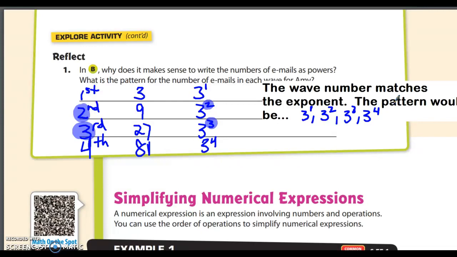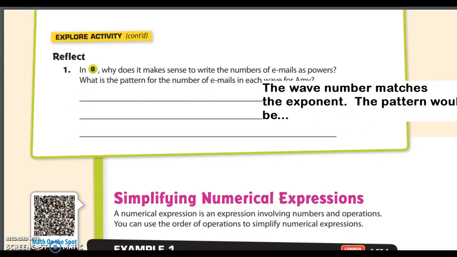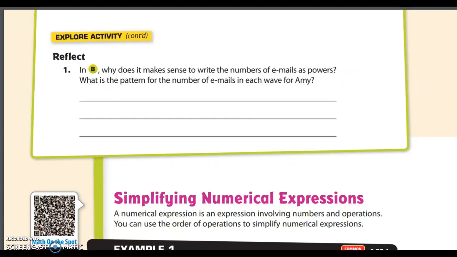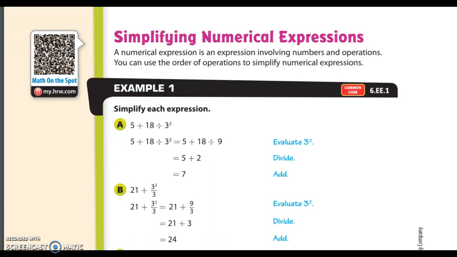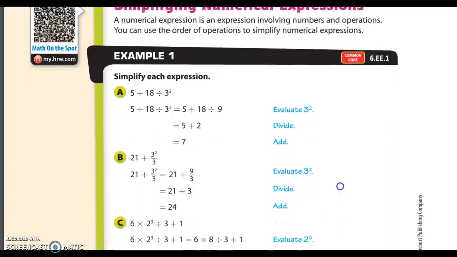Okay, we're going to stop this video here. Well, you know what? We're not. I changed my mind. We're just going to make this video be 2 pages, no problem. We're on simplifying numerical expressions. A numerical expression is an expression involving numbers and operations. You can use the order of operations to simplify numerical expressions.